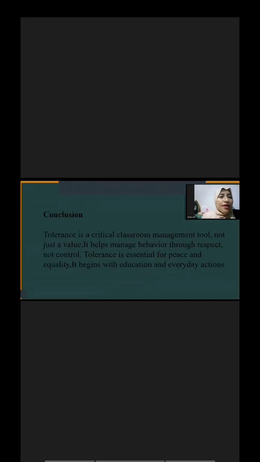So here is the conclusion. Tolerance is a critical classroom management tool, not just a value. It helps manage behavior through respect, not control. Tolerance is essential for peace and equality. It begins with education and everyday actions.